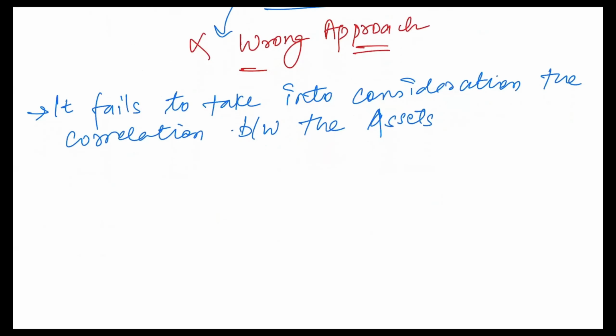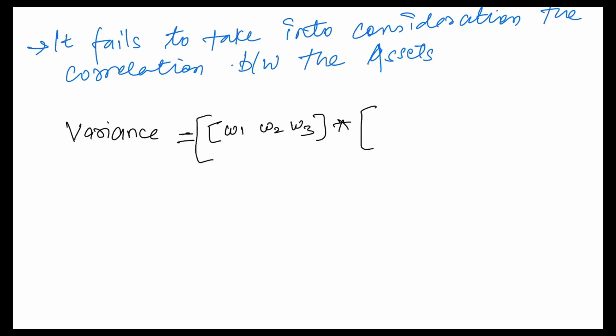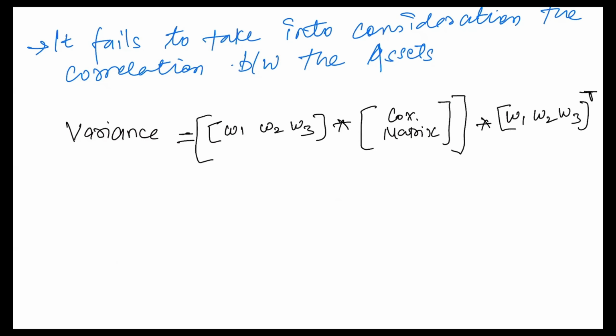So you might be thinking, how can we calculate the standard deviation of the portfolio? Okay. So let me first write down the formula and let me explain how we can calculate it. The formula that we'll use to calculate the variance of the portfolio is W1, W2, W3, where W1, W2, W3 are the weights of stock 1, 2, 3. We'll multiply this with the covariance matrix. Okay. I'll talk about the covariance matrix, don't worry. And this whole thing is multiplied by the transpose of W1, W2, W3. Okay. So this is the formula that we will use to calculate the variance of the portfolio.